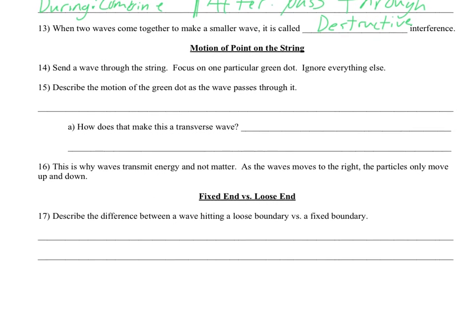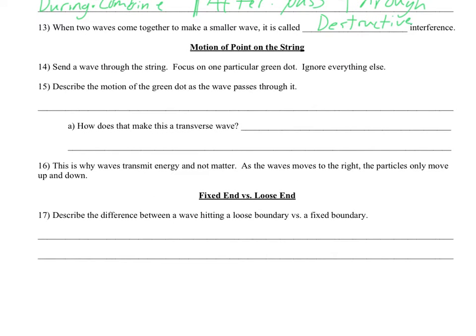So a couple other things we checked out. This one asks you to send a wave, look at a green dot, and see what happens. So describe the motion of the green dot as it passes through. So the green dot actually only moves up and down.